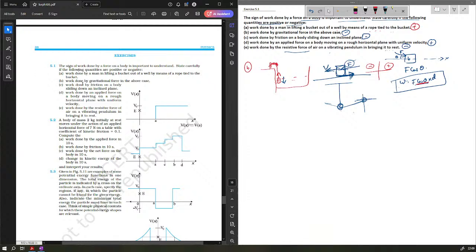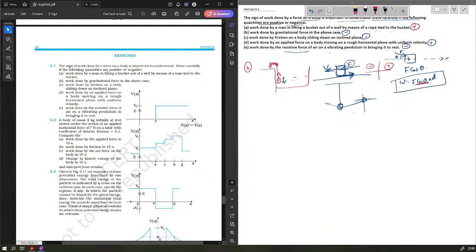So the first option is work done by a man in lifting a bucket out of the well by means of a rope tied to the bucket. Here the force applied by the man is via the rope. There is a tension in the rope which is due to the man, and that is the force responsible for lifting the bucket out of the well. So in this case, the displacement is in the direction of force. So the work done is going to be positive.